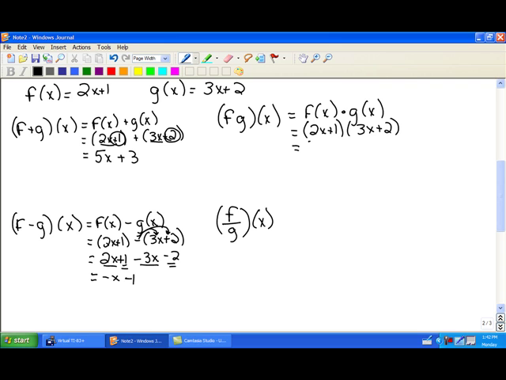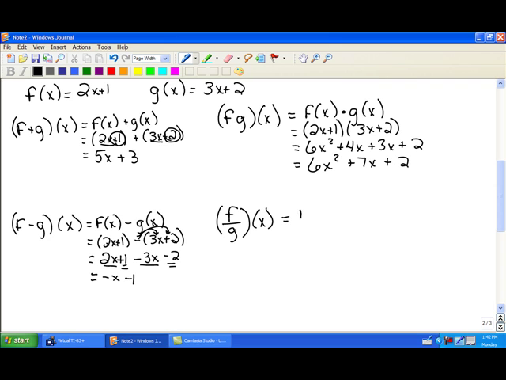First terms, 2x times 3x is 6x squared. Outer terms, 2x times positive 2 is a positive 4x. Inner terms, 1 times 3x is a positive 3x. And last terms, 1 times 2 is going to be a positive 2. Combining your like terms for a final answer of 6x squared plus 7x plus 2.